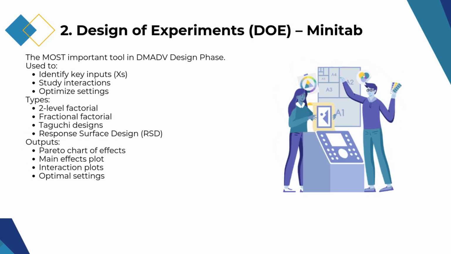Design of experiments, DOE, is the most important tool in the DMADV design phase. It helps identify key inputs, the x's, study interactions, and optimize settings. Types of DOE include two-level factorial, fractional factorial, Taguchi designs, and response surface design. Key outputs from MiniTab are Pareto charts, main effects plots, interaction plots, and optimal settings. DOE ensures data-driven, efficient, and optimized design decisions.